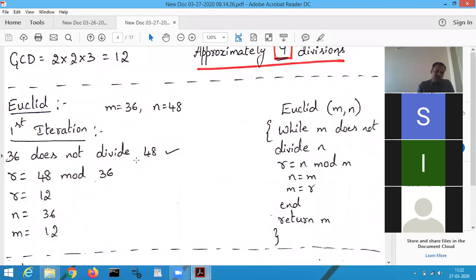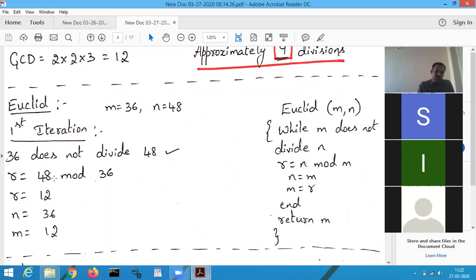Definitely 36 will not divide 48. Whenever I say one number divides another number, that should not leave any remainder. But here 36 will not divide 48 as per the first step of the Euclid's algorithm. Then if this condition is satisfied, go to the second step.